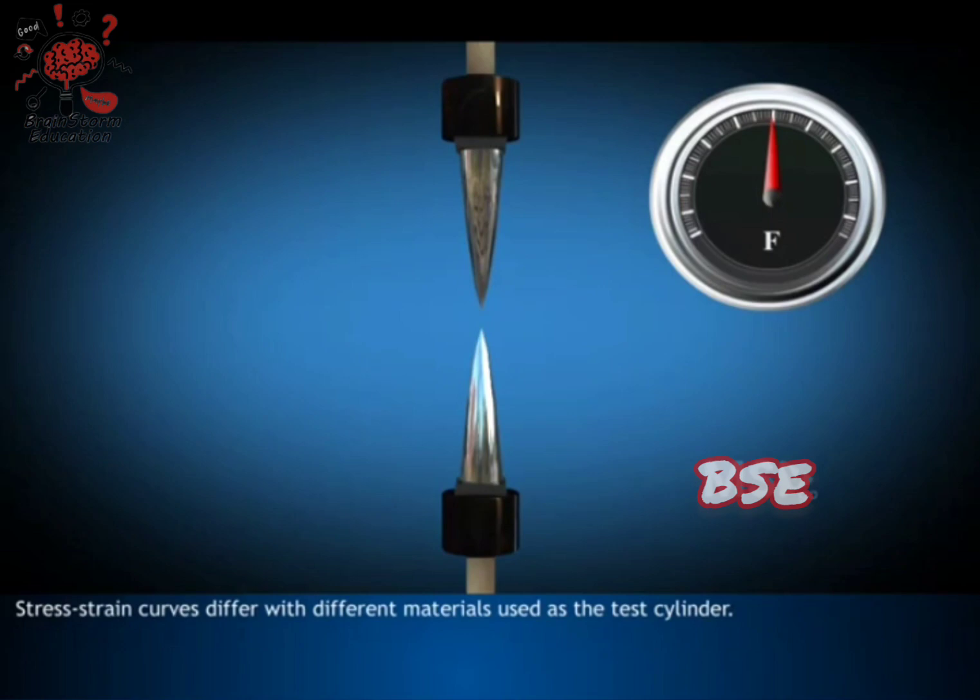Changes in length are observed to measure the strain, which is then plotted with respect to the stress. Stress-strain curves differ with different materials used as the test cylinder. Graphs for compression and shear stress are analogous to those for tensile stress. Let us now study one such curve in detail.